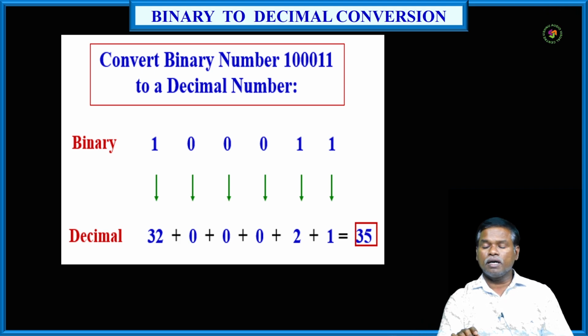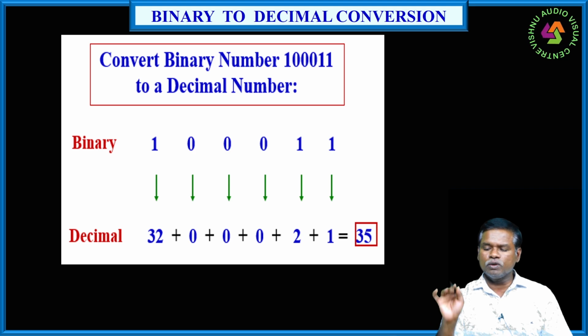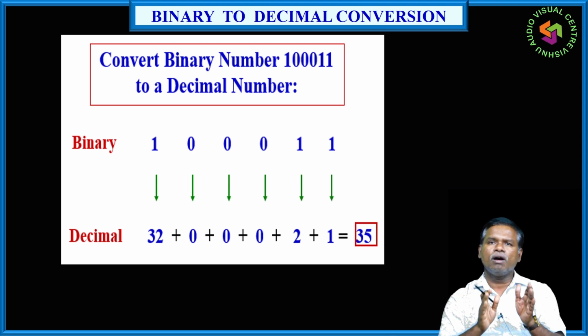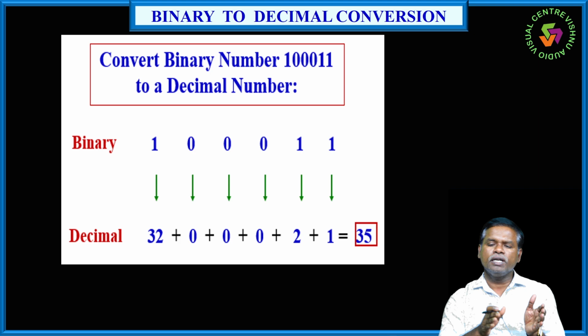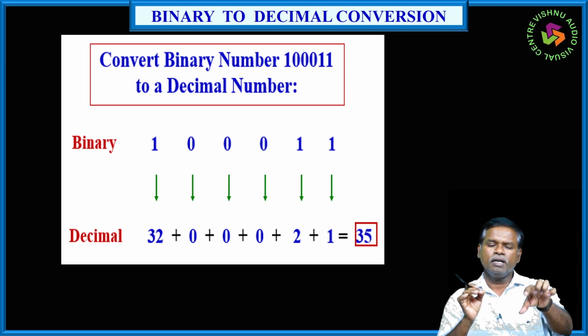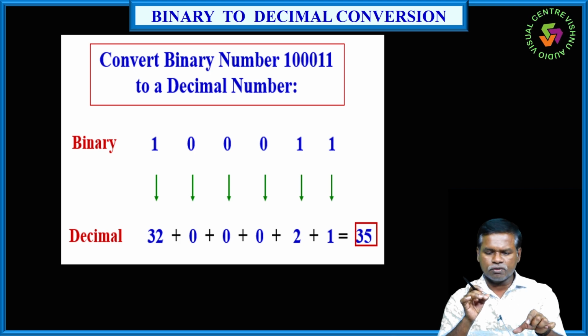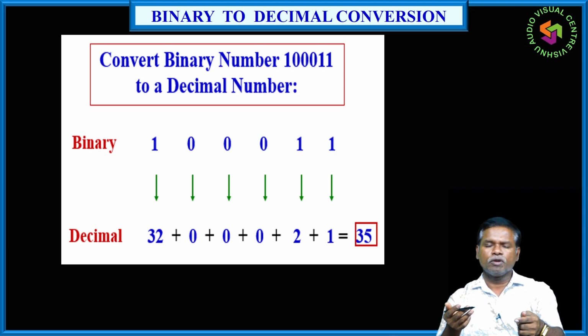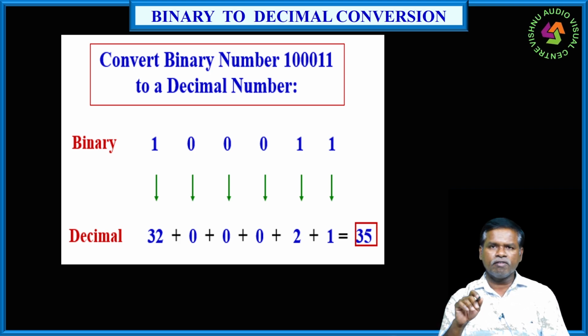Overall, the decimal equivalent of the given binary number 1000111 is 32 plus 0 plus 0 plus 0 plus 2 plus 1, which is 35. So this is how for any given number we need to convert to decimal: we write its positional value or place value, multiply with 1 or 0 depending on the given binary value, and the sum of all these products will give you the final decimal value.